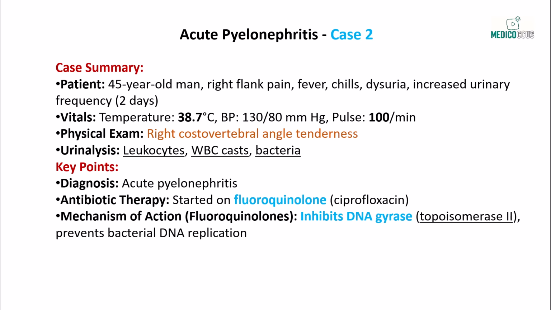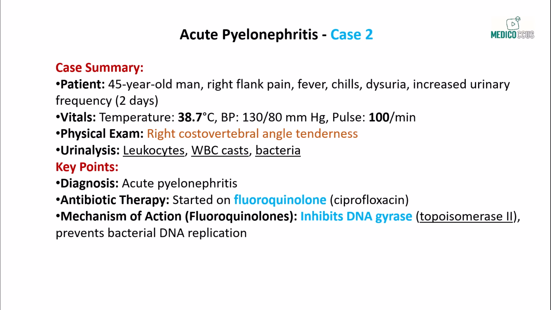Next, we have a 45-year-old man who presents to the emergency department with a 2-day history of right flank pain, fever, and chills. He reports dysuria and increased urinary frequency. He's running a fever with a temperature of 38.7, while his blood pressure is normal and his heart rate is slightly elevated. On physical exam, there is right costovertebral angle tenderness. Urinalysis shows leukocytes, white blood cell casts, and bacteria, which confirms a diagnosis of acute pyelonephritis.